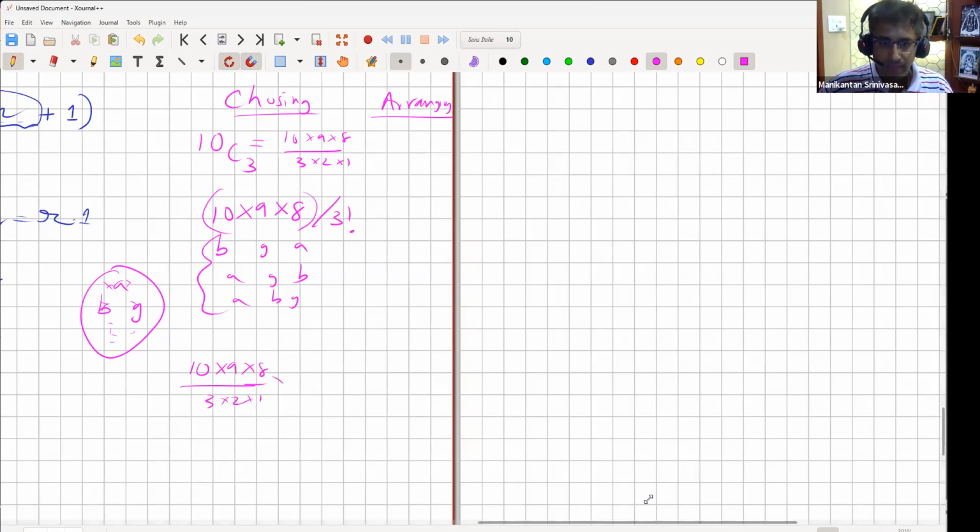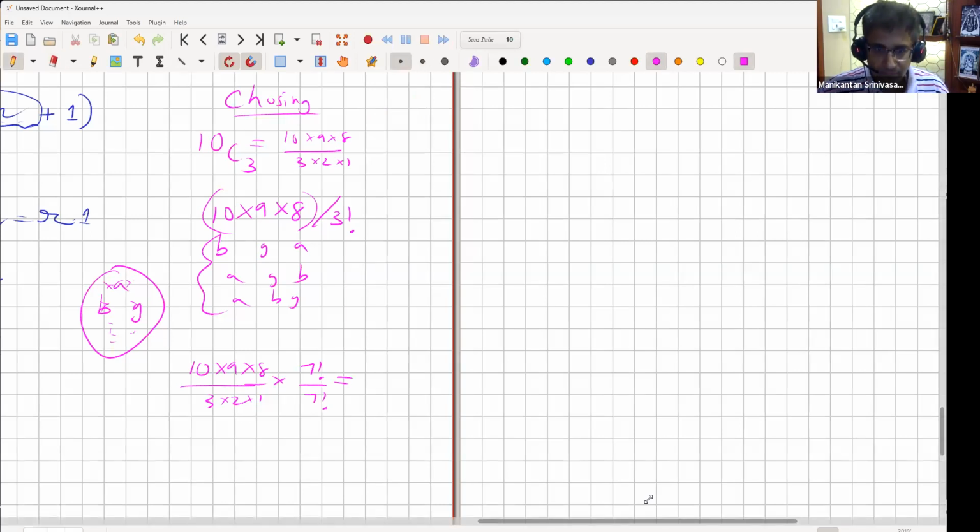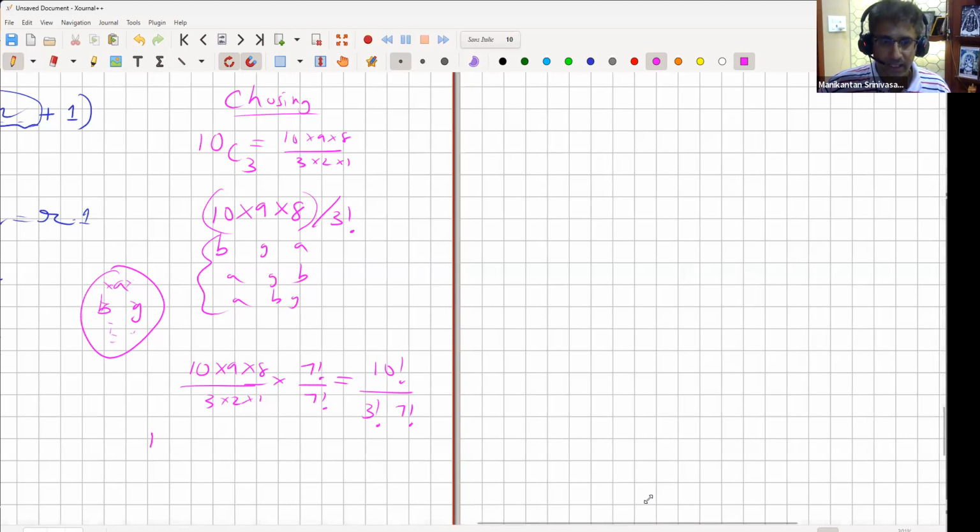And just to give a more simplified notation, rather than write it out like this, you can artificially multiply and divide by 7 factorial. That way, the numerator gets completed to be 10 factorial, and the denominator is 3 factorial times 7 factorial. This is just a trick to write it more concisely. For a more general n choose r, it just becomes n factorial upon r factorial times n minus r factorial.